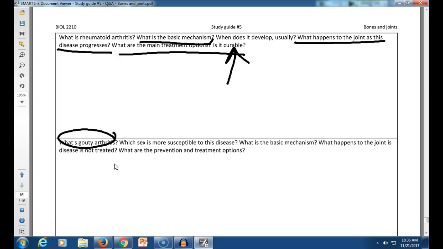Gouty arthritis is more common in men, characterized by the deposition of uric acid in the joint. If the disease is not treated, it also leads to ankylosis. Prevention and treatment: there are some drugs, but water, no alcohol.